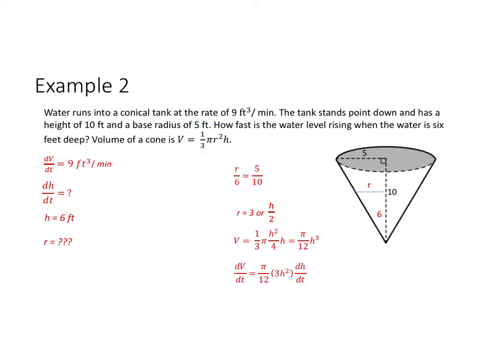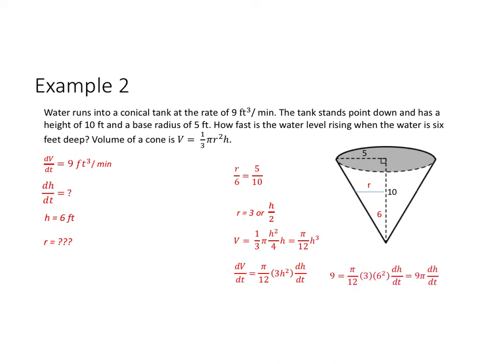So now, if I take the derivative of our volume equation, I'm going to have the derivative of V with respect to time, dV/dt, is equal to pi over 12, that's the coefficient. The derivative of h cubed is going to be 3h squared dh/dt. So here's our equation differentiated.